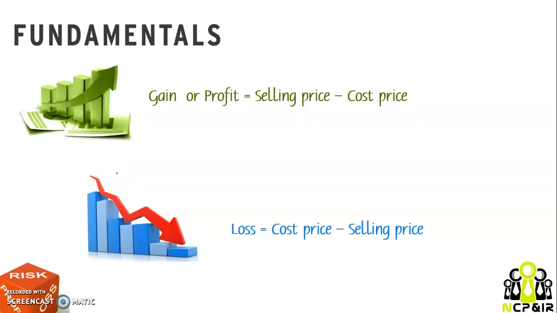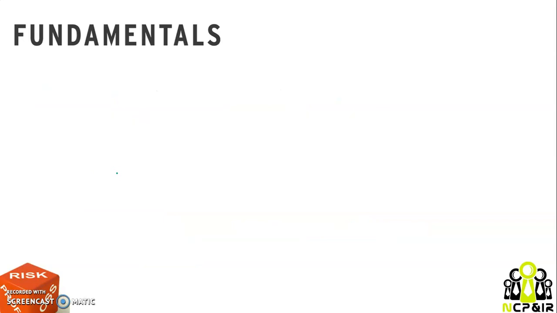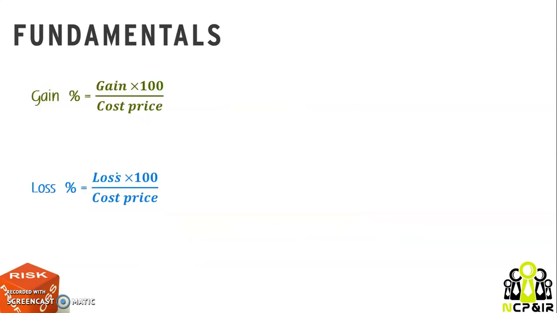These are the two formulas for finding profit and loss: selling price minus cost price, or cost price minus selling price. Basically, profit or loss is the difference between the selling price and the cost price. Depending on the transaction, if it is a profit transaction, then the selling price will be high. If it is a loss transaction, then the cost price will be high. Now here we have two more formulas. I have shared the formula list also for you. You can download that document for learning the formulas.